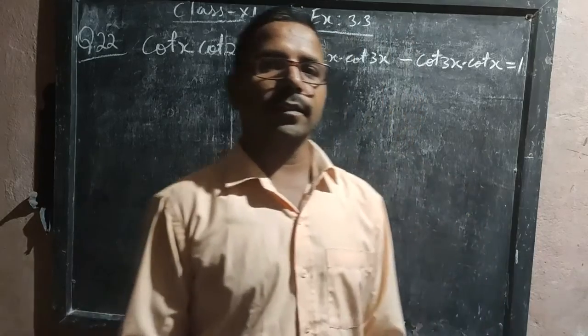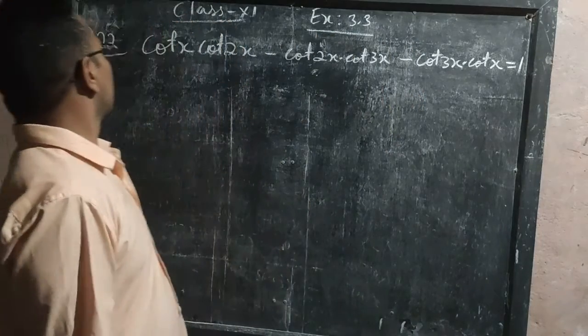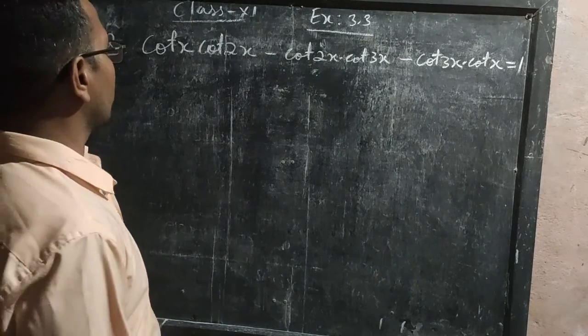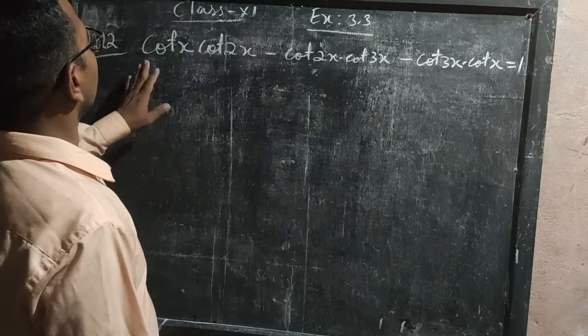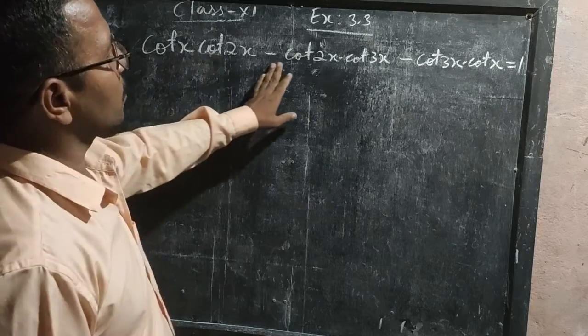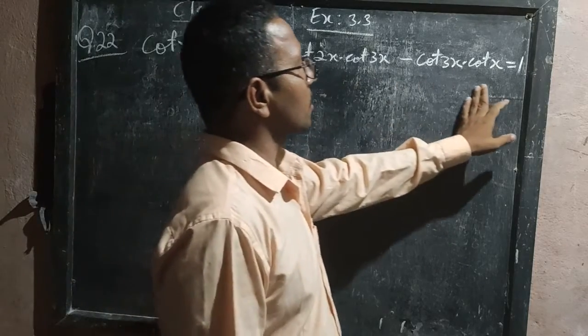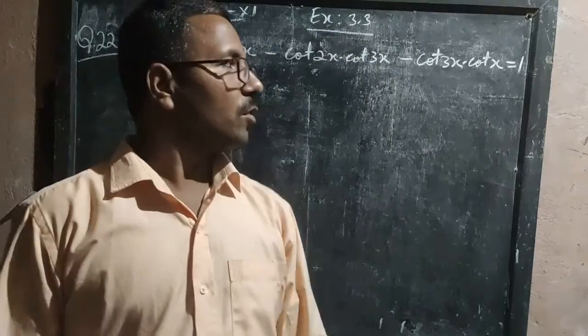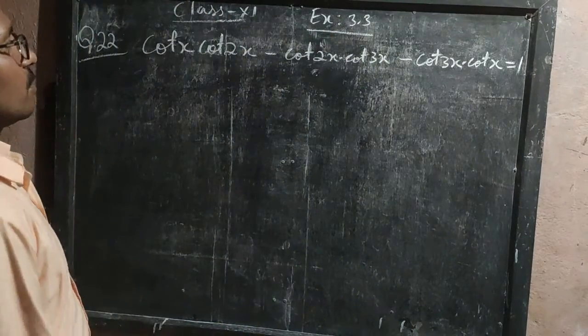So now students, let's see question number 22. In the last video we discussed question number 21. Here it is given: cot x cot 2x minus cot 2x cot 3x minus cot 3x cot x equals 1. We have to prove this. So let's see how we can prove it.